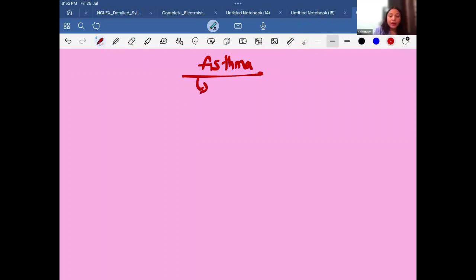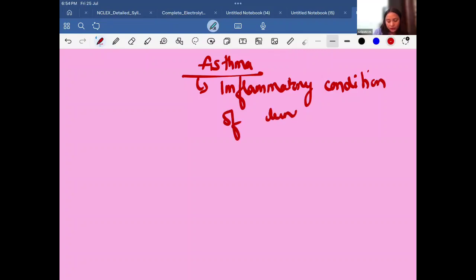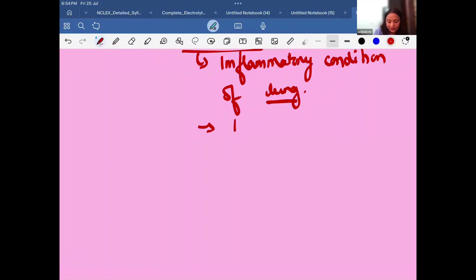If you define asthma, it is an inflammatory condition of your lungs. Okay, so what is happening? It is immune mediated.